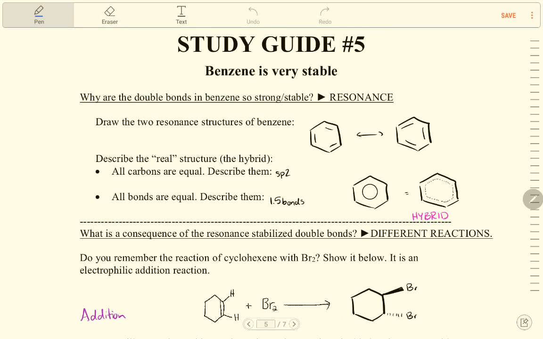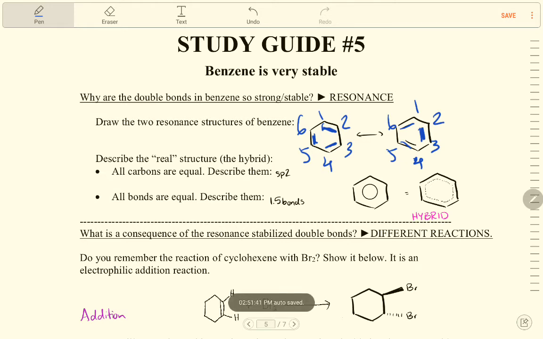So benzene is basically very stable because it forms resonance. The double bond could be here, here, here, or here, here, here. It's 1, 2, 3, 4, 5, 6. Or it could be between carbon 1 and 2, or 2 and 3, the double bond. So the double bonds are basically floating inside the ring.